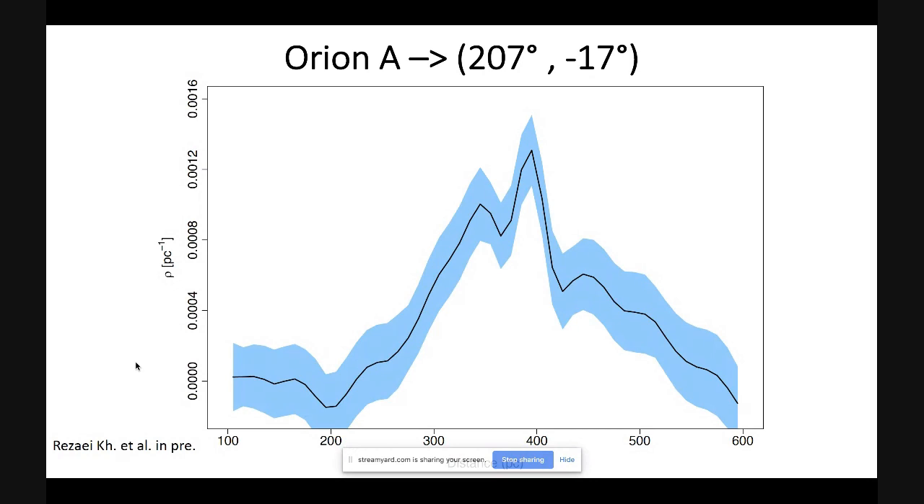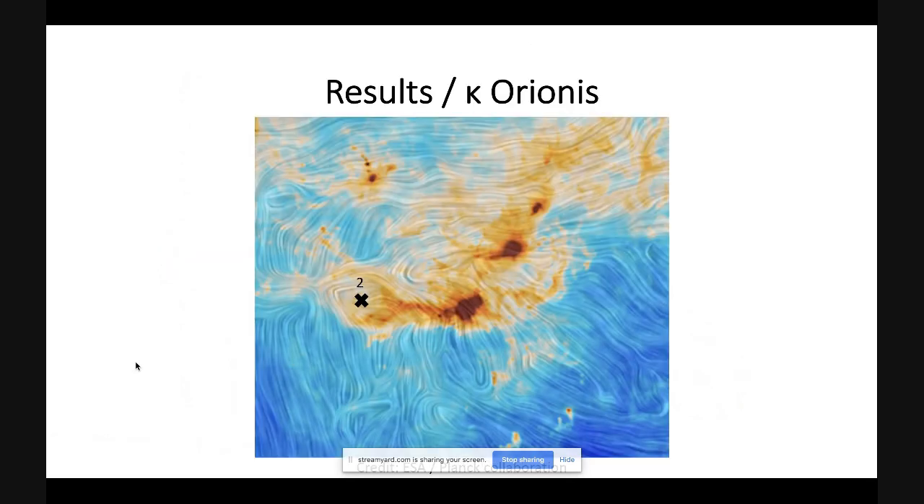So we think that there is a foreground cloud to Orion A that was not reported before, although there are some works reporting on some young populations in front of Orion A that could be corresponding to this first bump. Now, if we go towards Kappa Orionis, we see this shell around this line of sight too that was thought to be associated with the Kappa Orionis star.